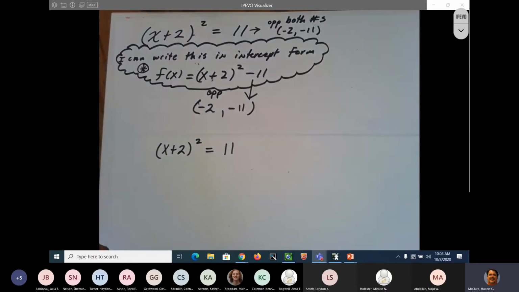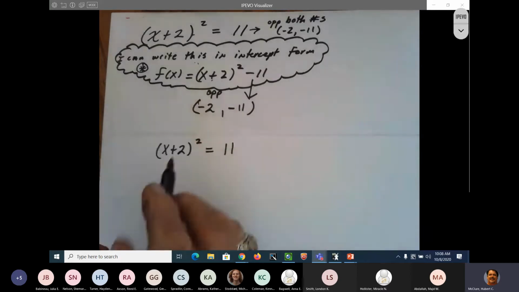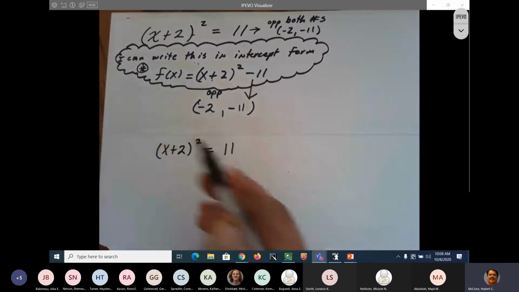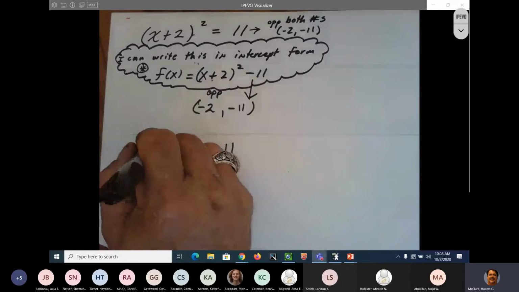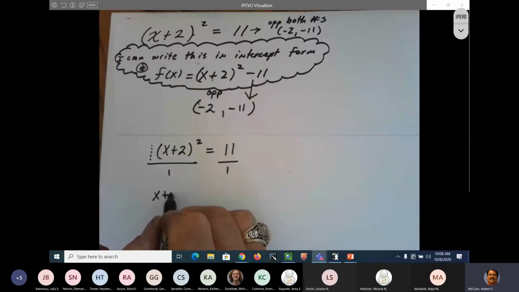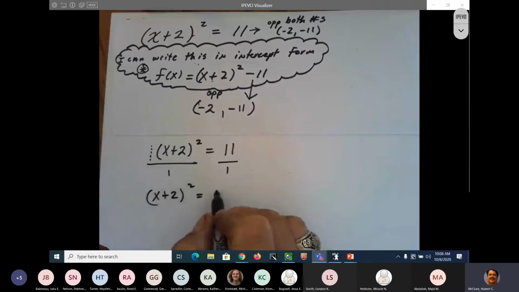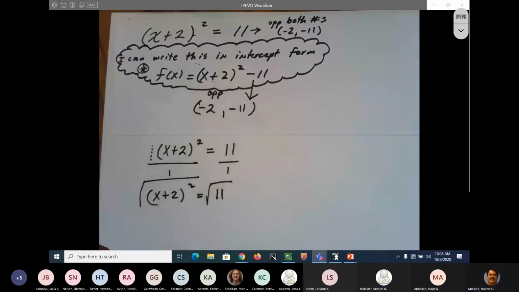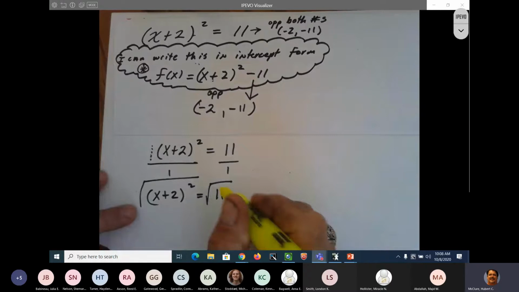All right. So if there was a number right there, I would divide by that number, but since this is a 1, I'm going to divide by 1 on both sides. And that's going to give me x plus 2 quantity squared is equal to 11. And I'm going to take the square root of both sides. Now, at this point, I'm going to take my yellow highlighter and highlight this thing right here.